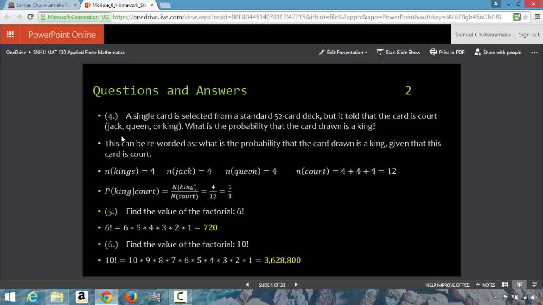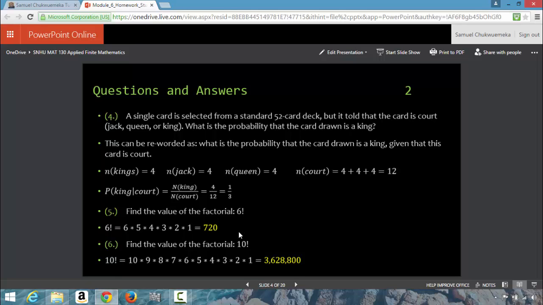So first of all, let's find how many face cards we have in a standard 52 card deck. In a standard 52 card deck, we have 4 kings, 4 jacks, 4 queens. So the cardinality of face cards is 4 plus 4 plus 4, which is 12. So the probability of drawing a king, given that it is a face card, is the cardinality of king over cardinality of face card. And that is 4 out of 12, which is 1 over 3.